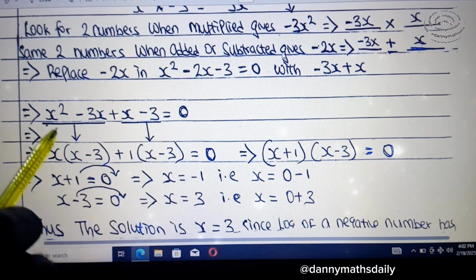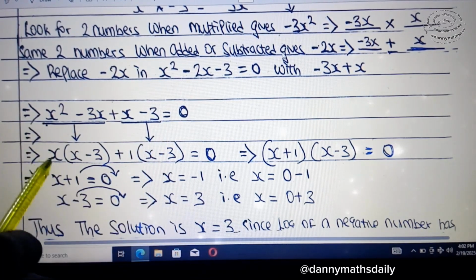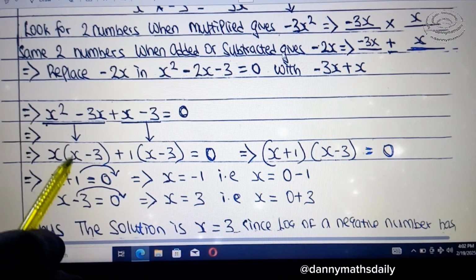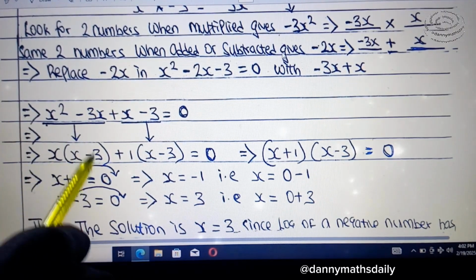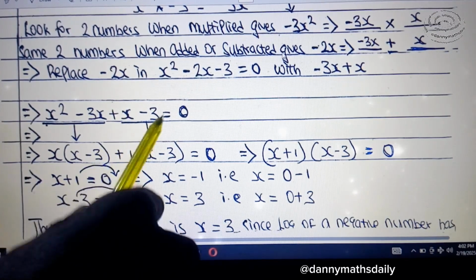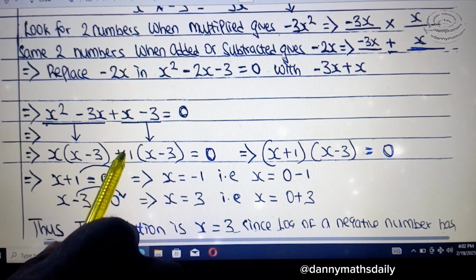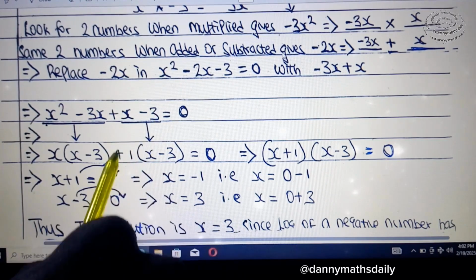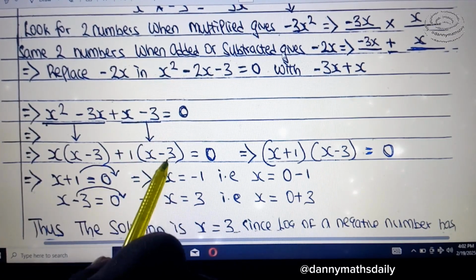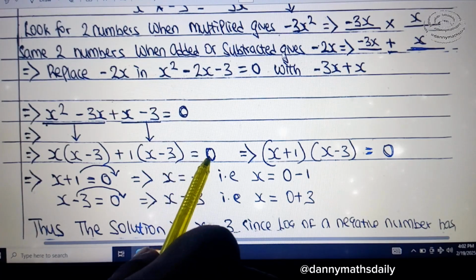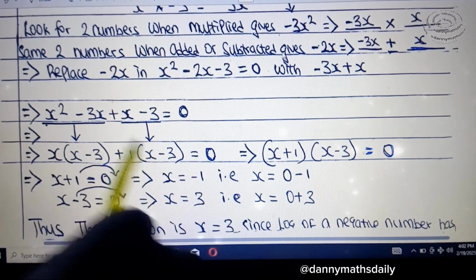Do you understand? Now what's common here is x, right? So x squared divided by x is what? x. Minus 3x divided by x is what? Minus 3. Do you understand? Right? Then what's common here? 1. x divided by 1 is what? x, right? Minus 3 divided by 1 is what? Minus 3. Do you understand? Equal to what? 0.